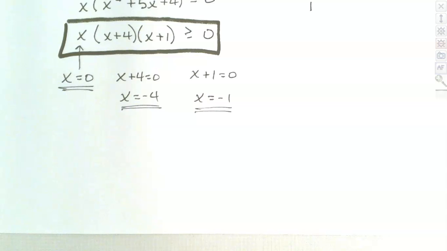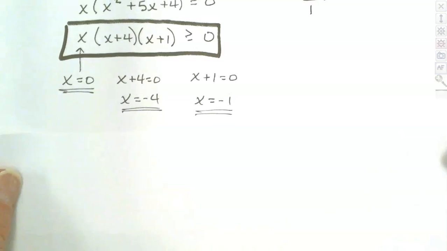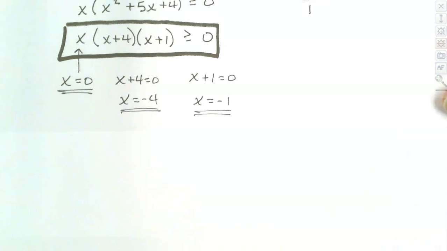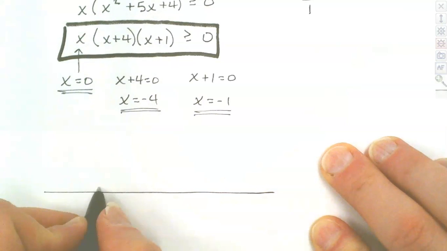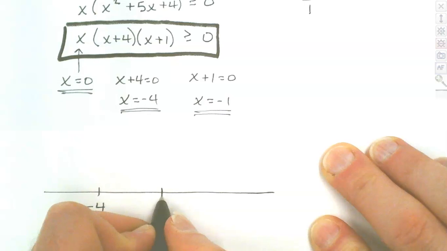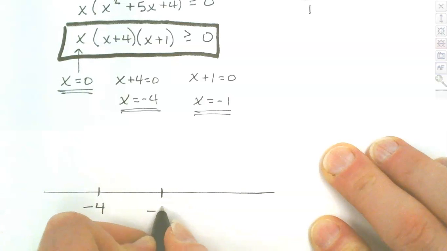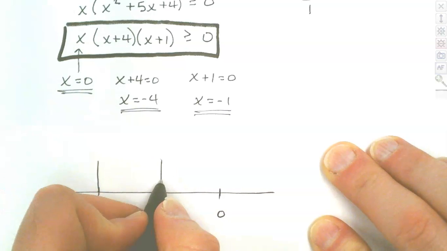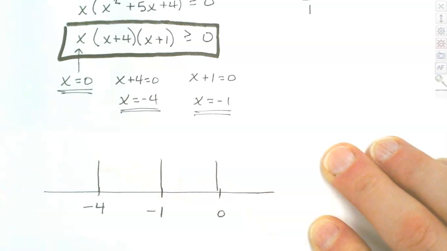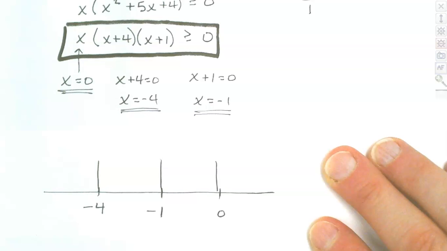We're going to place these on our number line. Make sure they're in the correct order. Very, very important. So negative 4 is the smallest. Then we've got negative 1, and then we've got 0. So we've got 3 critical points, so we're going to have 4 regions.